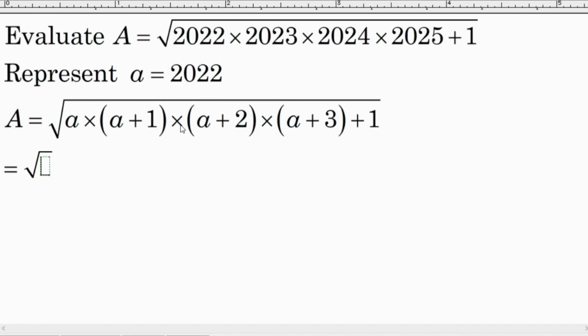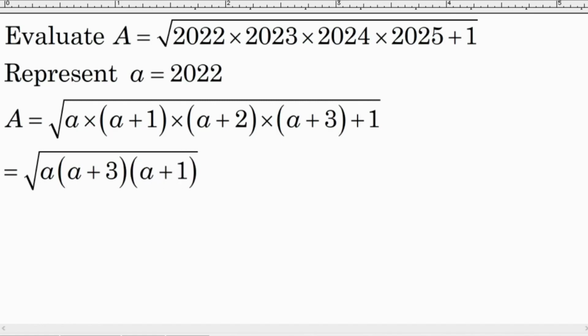Okay, next. Here is an important part, the trick that we can use to solve this question. How can we simplify it? First, I group a closer to a plus 3. That is the trick, and we keep a plus 1 next to a plus 2. Then we plus 1. So the trick is that we take a closer to a plus 3. Now we can expand these two factors, and we will expand these two factors as well.